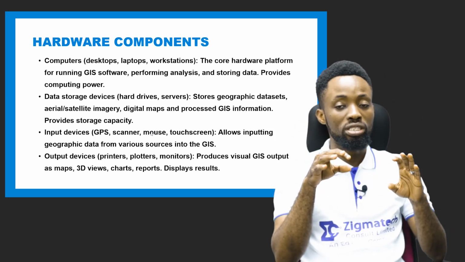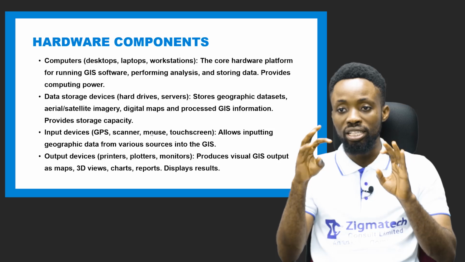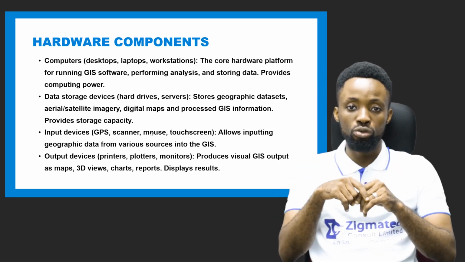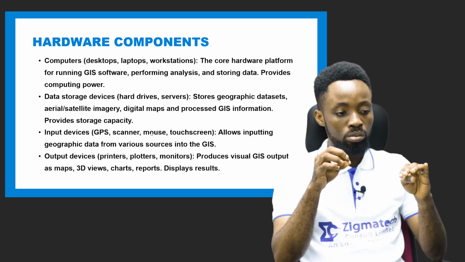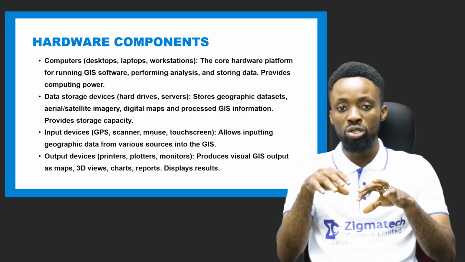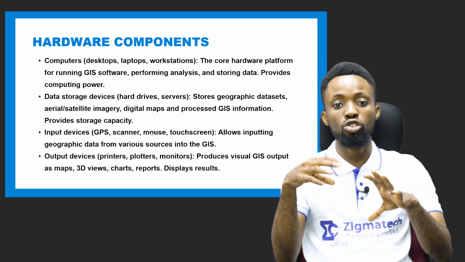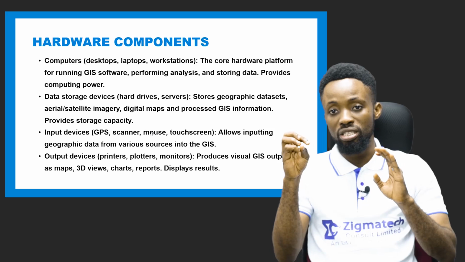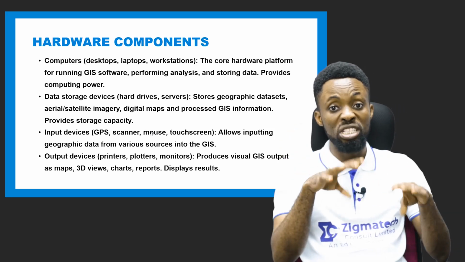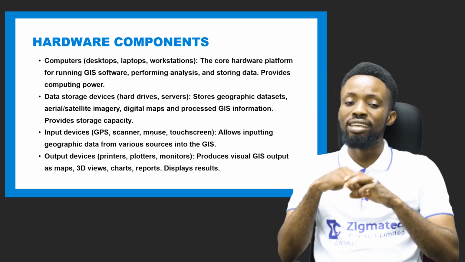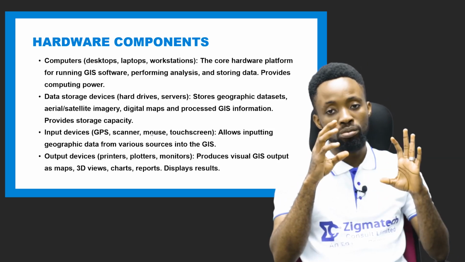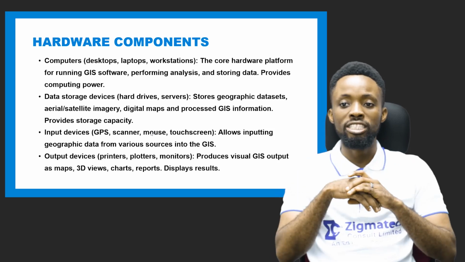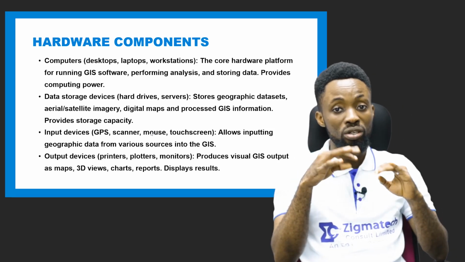What it does is that it does most of the analytical work, the data storage work, and it helps the software. Without the hardware, there will be no housing or accommodation for the software to function. So that's why the computer part of the hardware is very important. Then the second essential part of the hardware component is the data storage devices. That's your hard drive, your server, and your external drive.